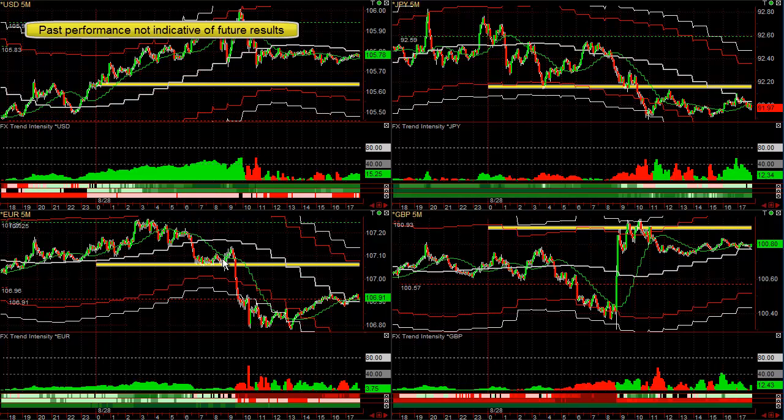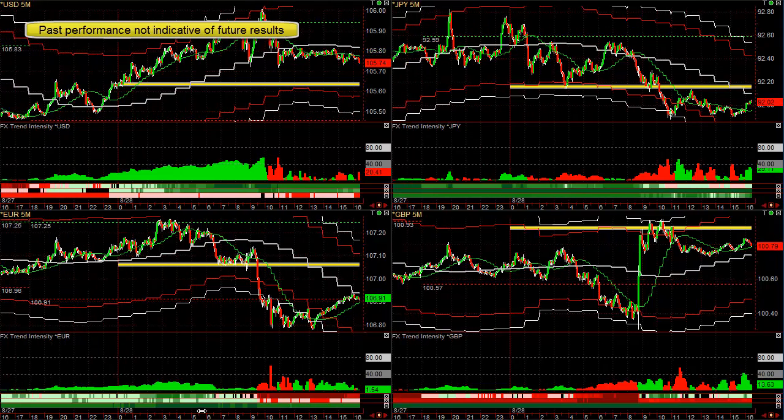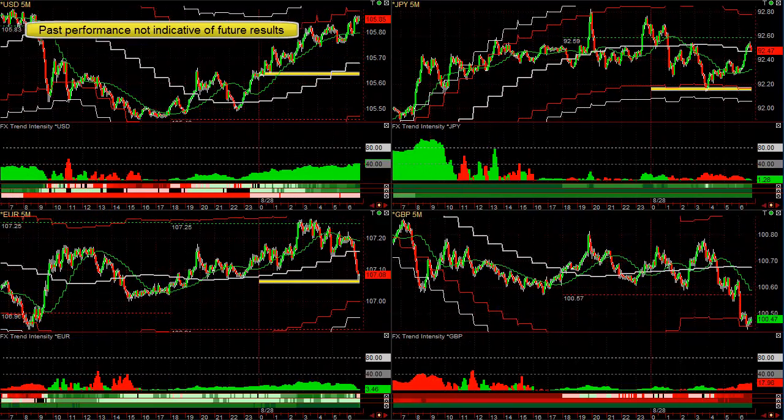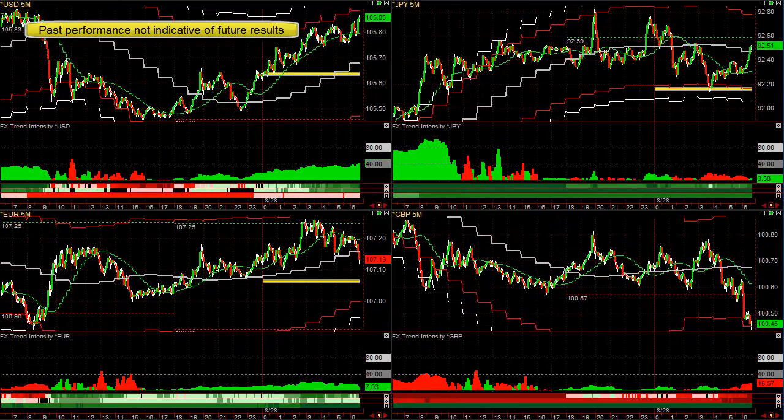For instance, the euro as it's trending down here, versus the dollar, which is on the bottom, then you sell the weakest versus the strong. It's that simple. And what's beautiful about the currency index is it gives you a wealth of information.